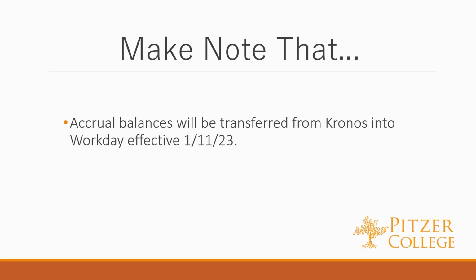Please make note that for any of you who have accrued California sick hours, those hours will be updated from Kronos into Workday on January 11th. Okay, so it is going to take us a little bit longer to update those accruals. We appreciate your patience as we work through that, but just know that on or after January 11th, those balances will be reflected accordingly. And as a reminder, you accrue 1 hour of California sick time for every 30 hours you work, and the hours are available to you after 90 days of your hire date. Okay.